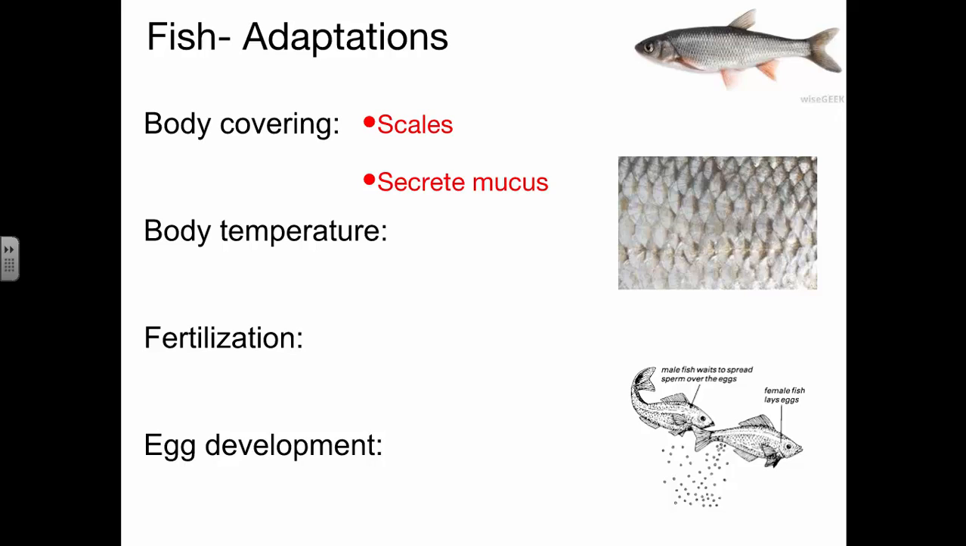You can see here the individual scales in the fish. Some fish have very big scales that are quite visible. Others have really tiny scales that you can almost not see.